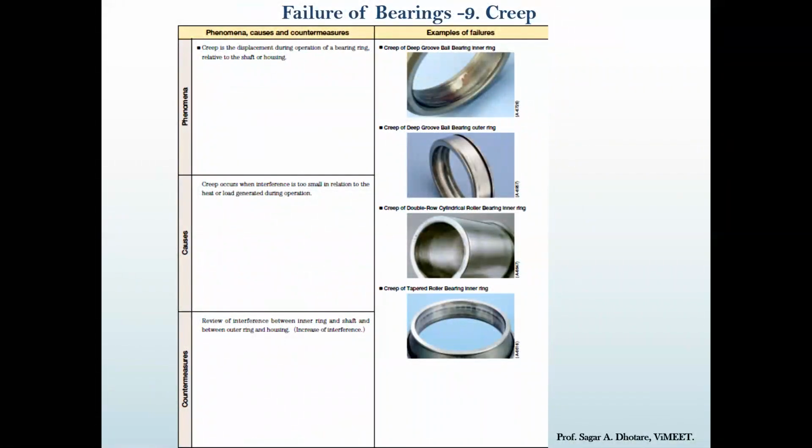Ninth one is creep. Creep is a phenomenon during the operation of the bearing ring relative to the shaft or housing. So because of creep, the failure may occur, when the interface is too small relative to the heat or load generated during the operation. Because of that, the creep could occur, because the area is lesser than what is required.